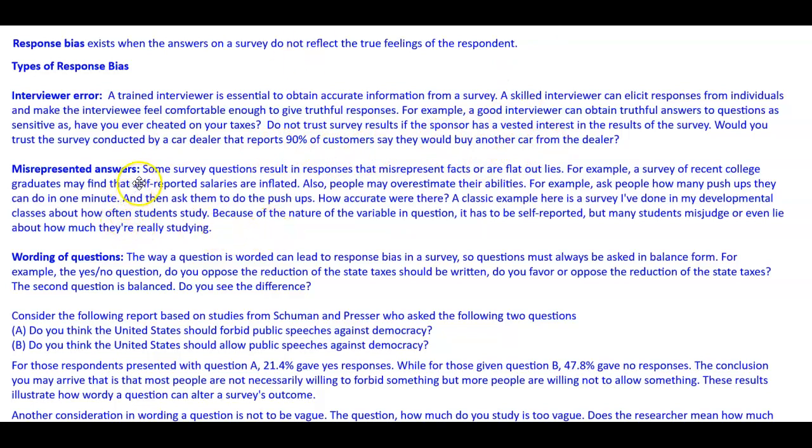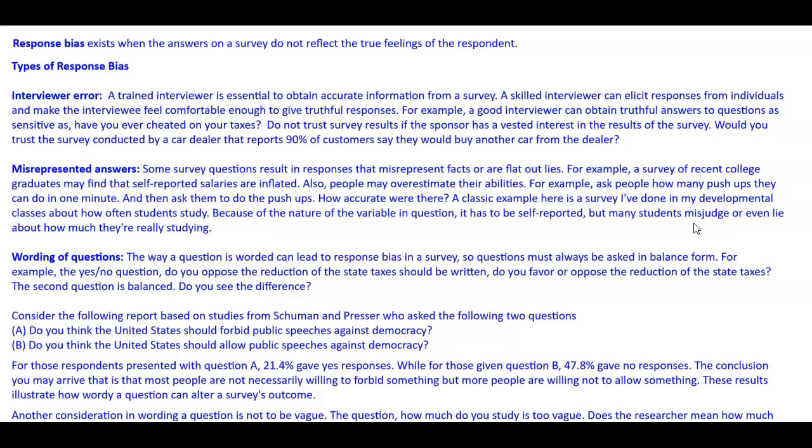Misrepresented answers. Some survey questions result in responses that misrepresent facts or are flat-out lies. For example, a survey of recent college graduates may find that self-reported salaries are inflated. Also, people may overestimate their abilities. For example, ask people how many push-ups they can do in 1 minute, and then ask them to do the push-ups. How accurate are they?